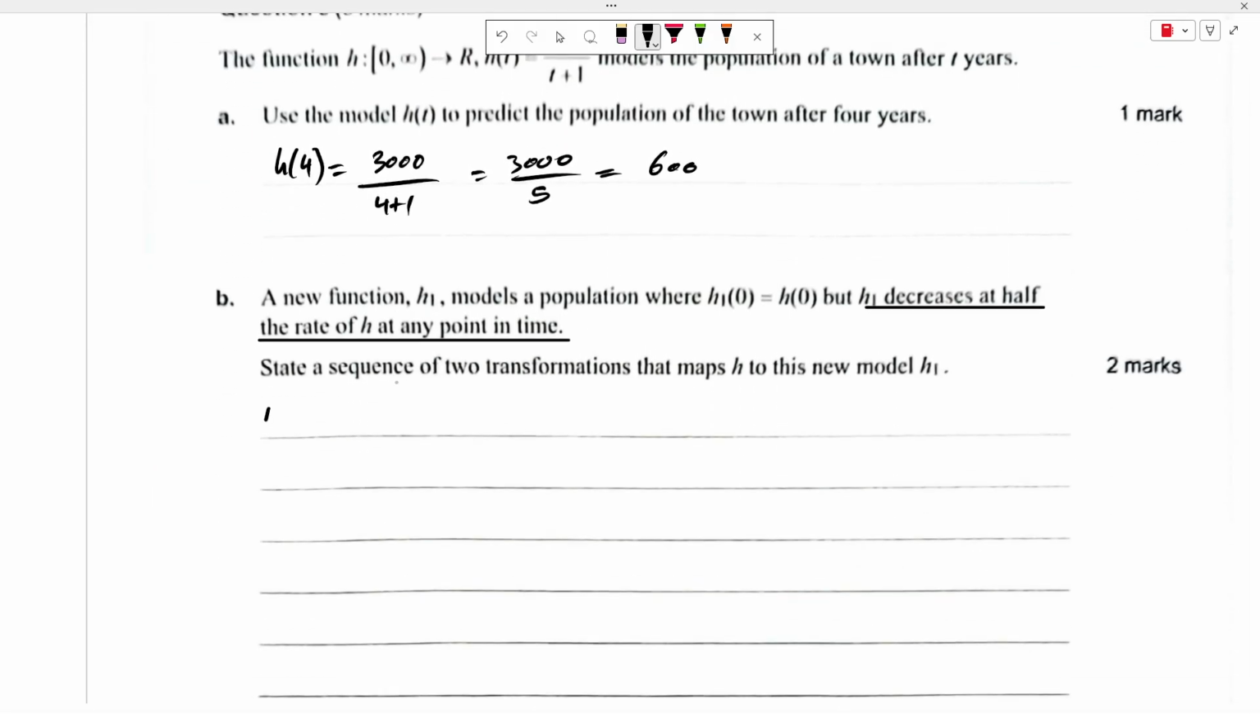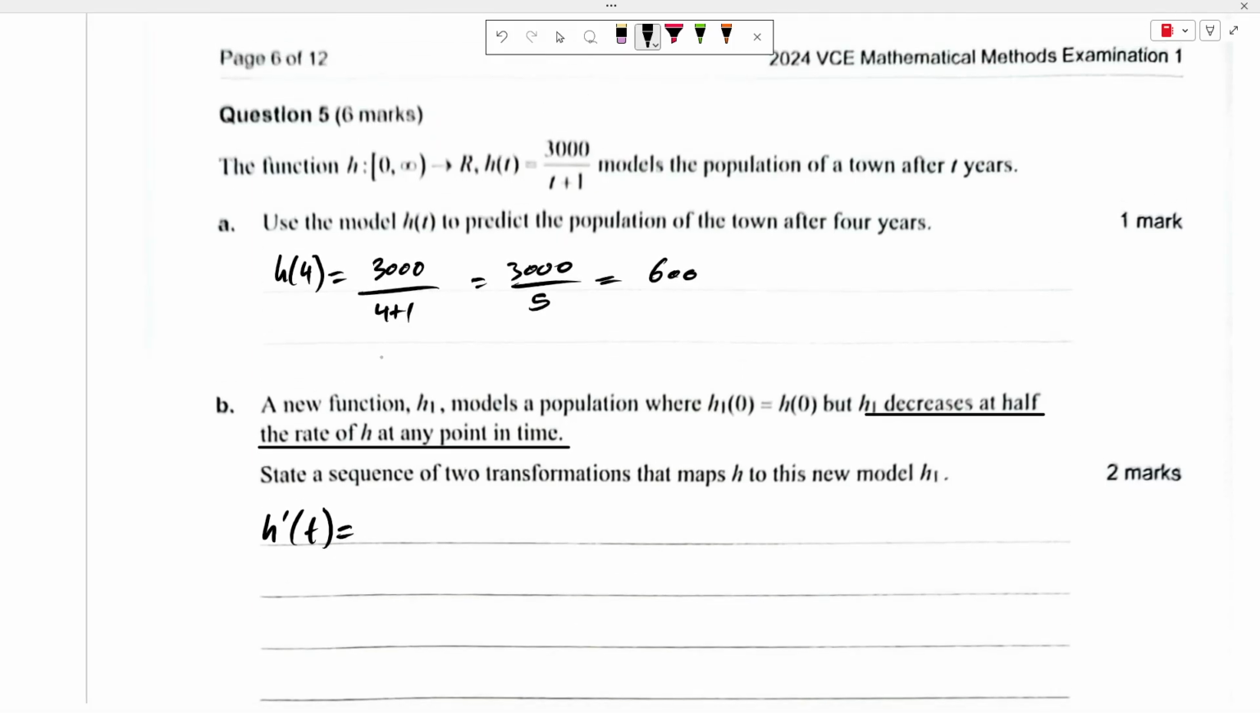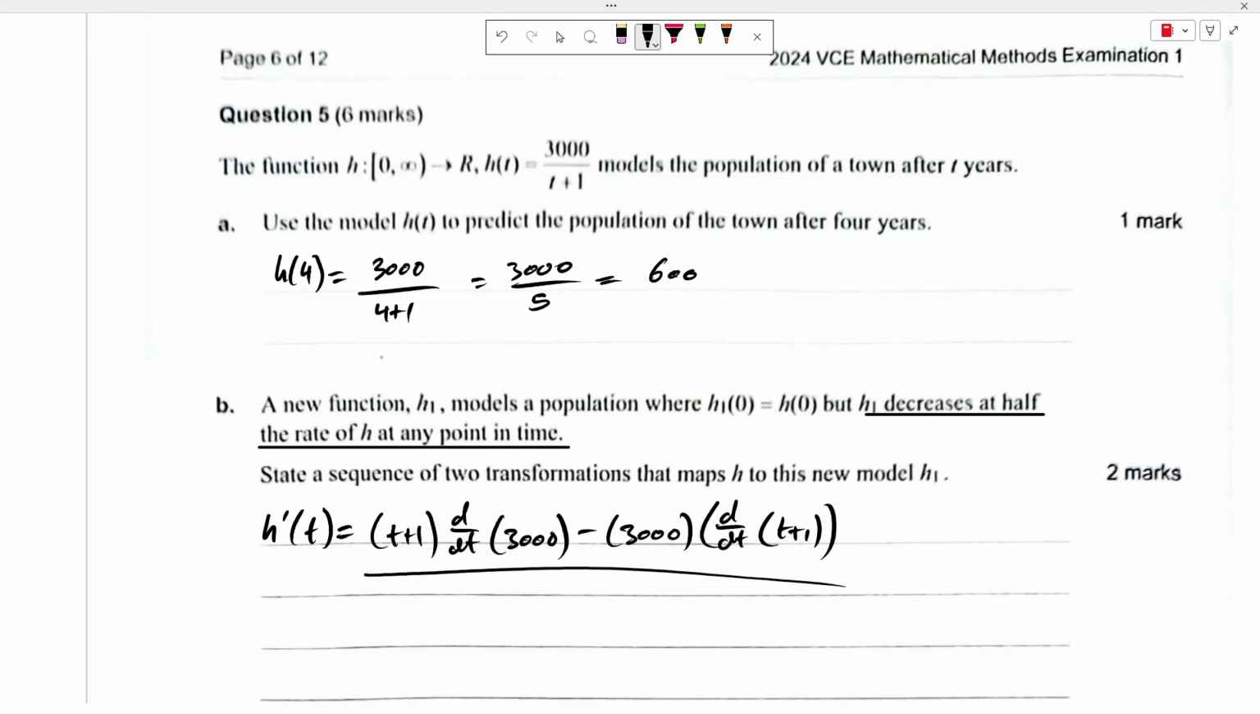So first things first, let's find h dash of t. That's going to be quotient rule. That's going to be the bottom function times the derivative of the top function minus the top function times the derivative of the bottom function, all divided by the bottom function squared.